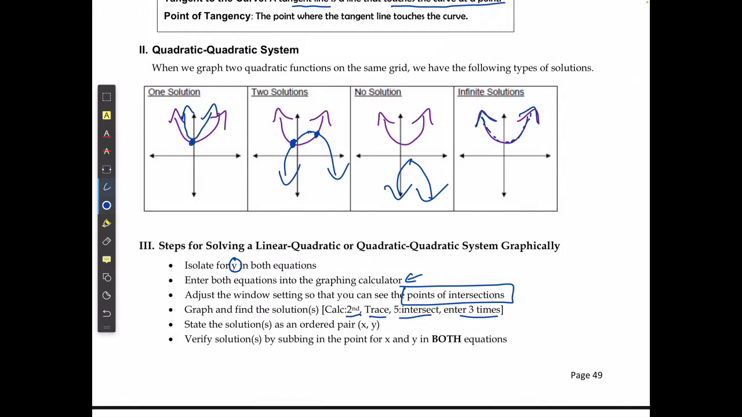If you have a Casio, then it's going to be shift F5 and then F5 again to find those points where they cross. The solutions are always going to be in the ordered pair of (x, y), where I could have obviously one solution, two solutions, no solutions, or infinite solutions. And then I need to verify the solutions by subbing the points for x and y into both equations, which means that if I have two equations and I have two solutions, I have to do 4 verifications to prove that it works for both possible solutions in both possible equations.